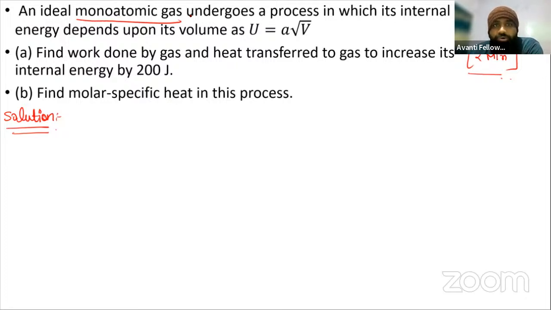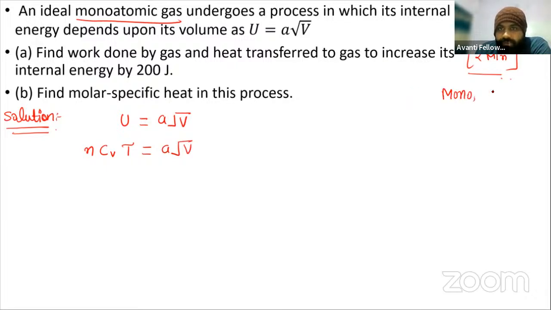Here the ideal monoatomic gas is given to you, and the relation is given as U equals A root V. We know that U here is the internal energy, which is given by nCvT. I'm not writing delta T because it is specifically U, not delta U. So nCvT equals A root V. Now Cv for a monoatomic gas is 3 by 2 times R.